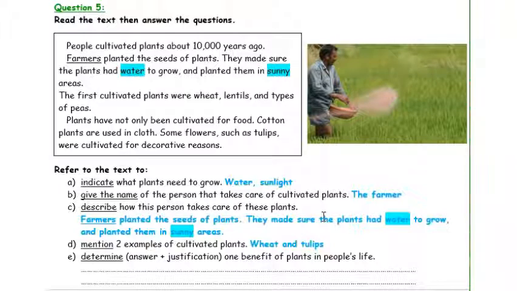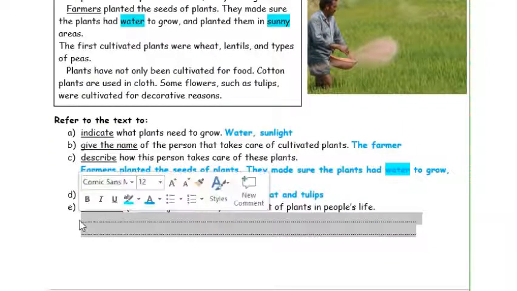Determine one more time. You have to give me your answer and explain it. What is one benefit of plants in people's life? Didn't I say that cultivated plants are very useful to man and that man uses them for food, for decoration, for clothes, he takes their seeds and for many other uses. So from the text, let's see, what is one benefit of plants? You can say food, right? And we can say cotton. We can say for clothes. I will choose the cotton example.